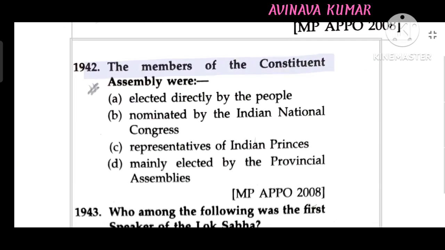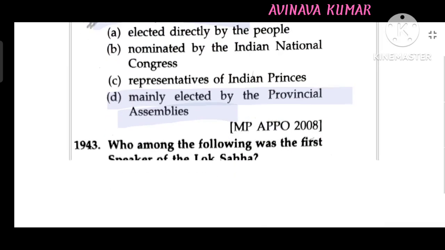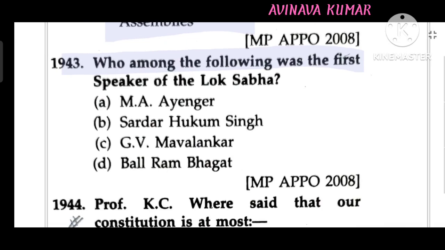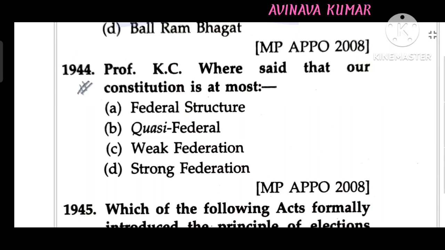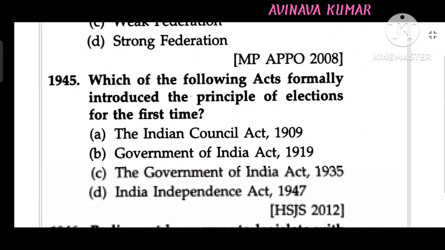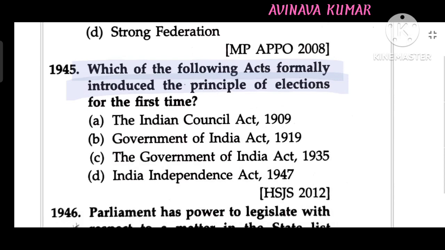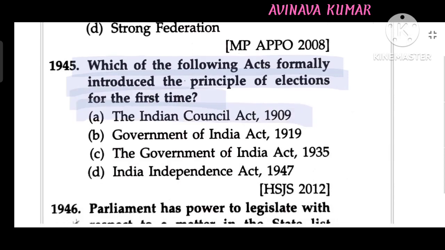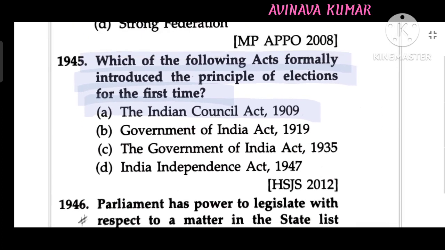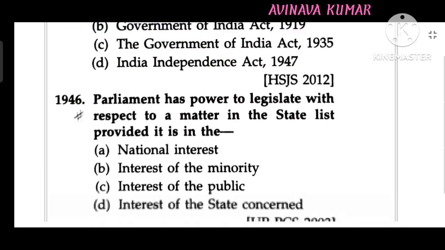The members of Constituent Assembly were mainly elected by the Provincial Assemblies. Who among the following was the first Speaker of the Lok Sabha? G.V. Mavalankar. Professor K.C. Wheare said that the Constitution is at most quasi-federal. Which one of the following Acts introduced the principle of election for the first time? Indian Councils Act 1909. Introduction of principle of election for the first time.